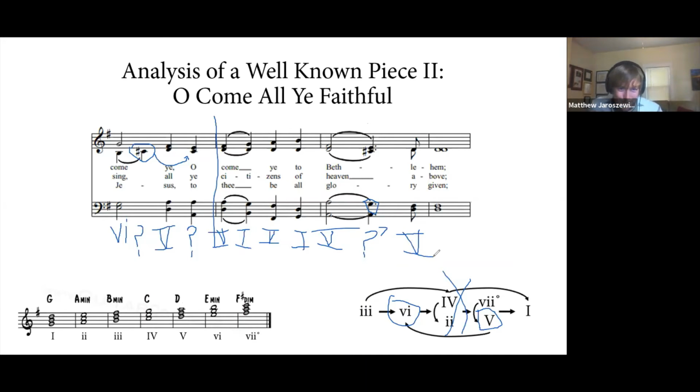Besides the question marks, which I promise I will address, are there any questions about the second line of O Come All Ye Faithful? Okay, great.